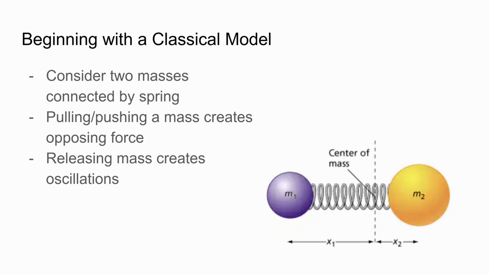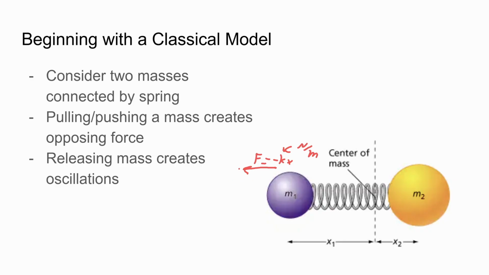So first, we will begin with a classical model. Consider two masses connected by a spring. If you pull one mass, an opposing force given by F equals negative kx, k being the force constant written in units of newtons per meter, will be created to resist the motion of this stretch or this pull.